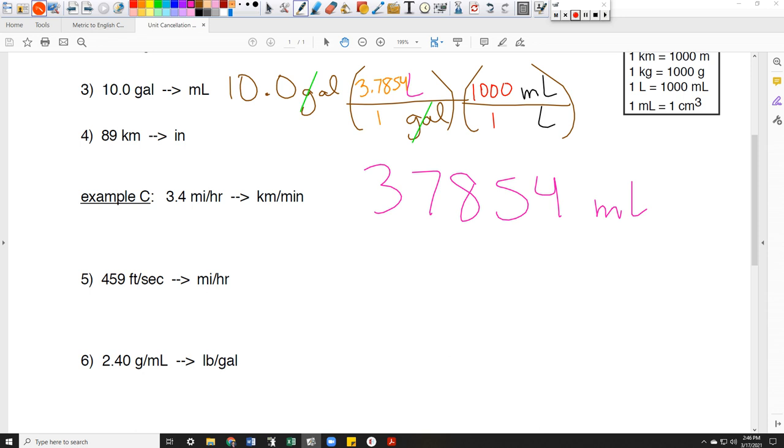Look back at the original question. How many significant figures are in that number? There are three. So what should I round this to for correct sig figs? 3,790. Does that make sense?